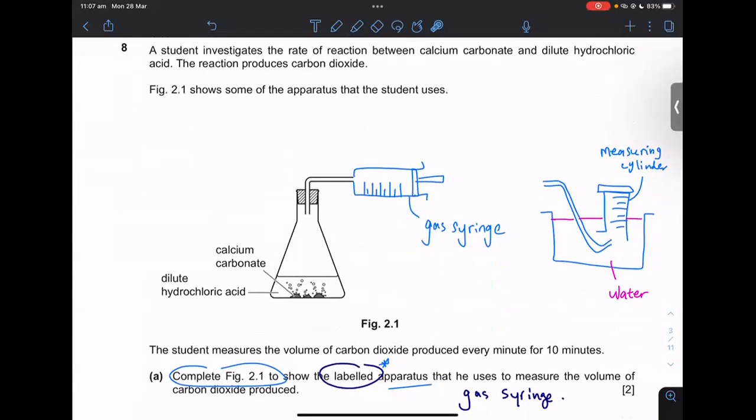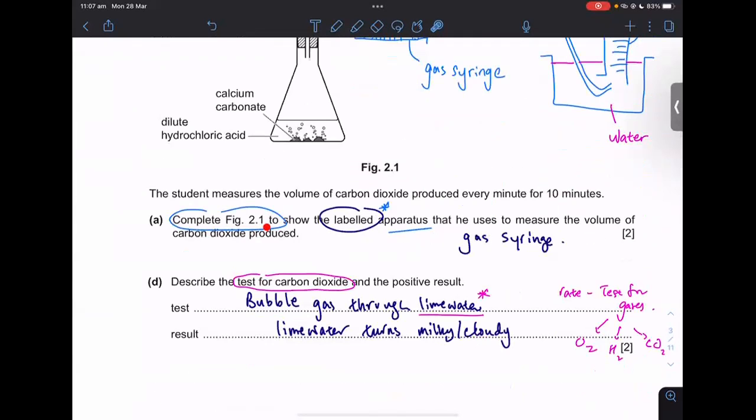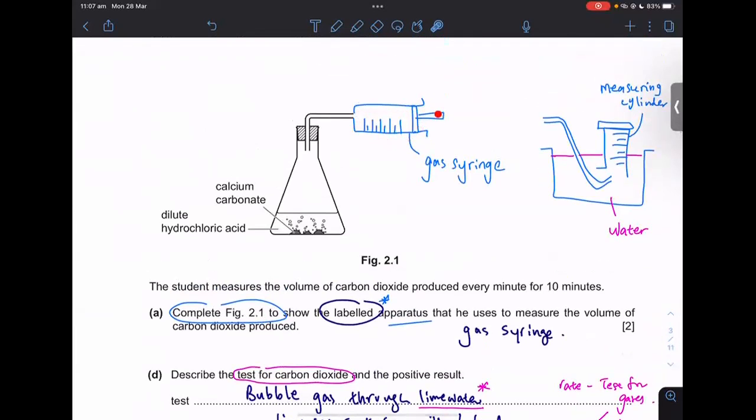Now, this next question is about complete the diagram. Some people just write down some words and expect to get the marks. You don't draw anything to complete the diagram, you don't get anything at all. You draw this bit, without drawing this bit, you don't get anything at all. 2 choices, whether you draw this or this, not both of them. This or this, both of them can collect gas, but this is called a gas syringe. This is called a measuring cylinder. You collect over water, not very good because carbon dioxide.